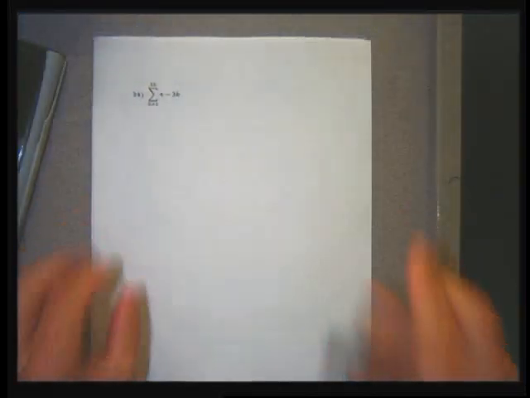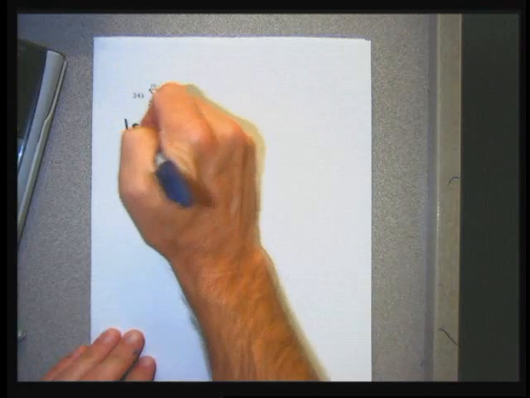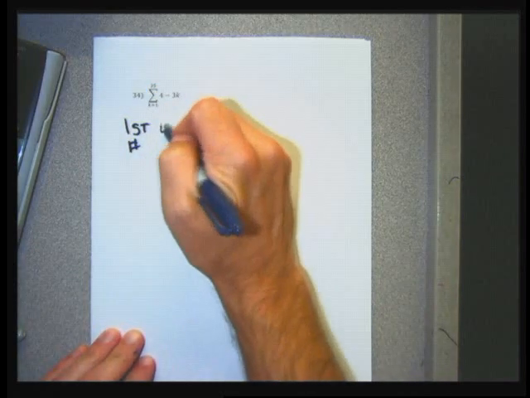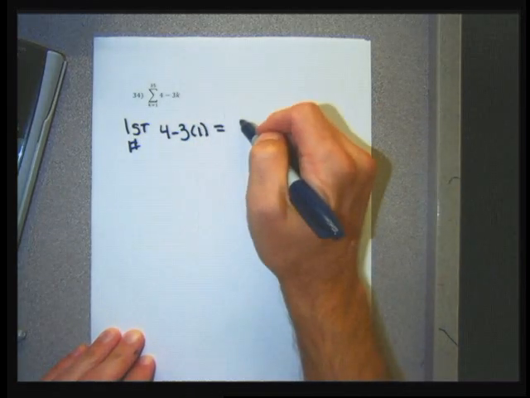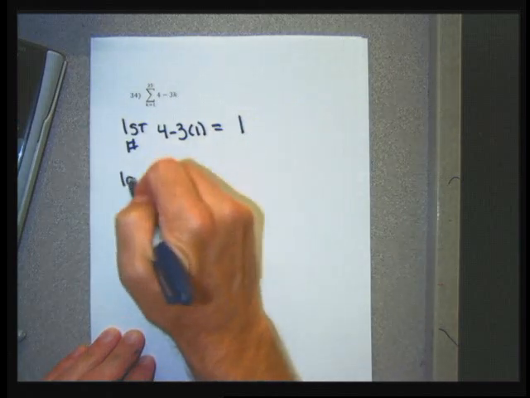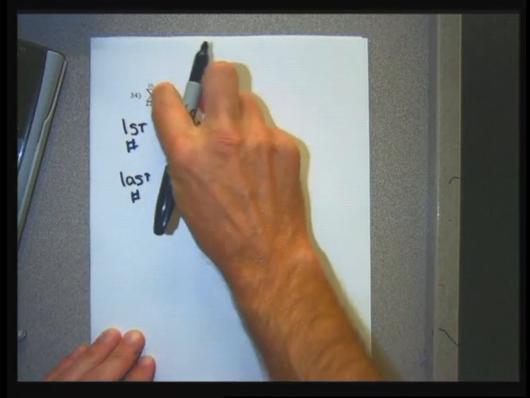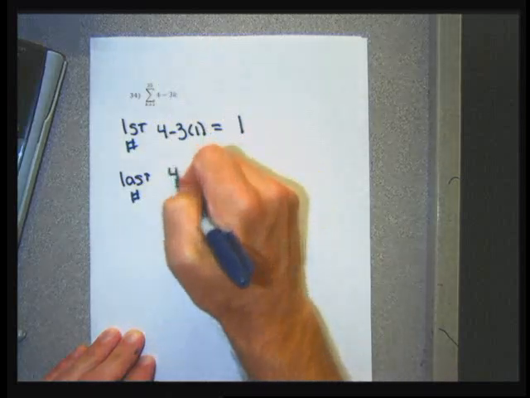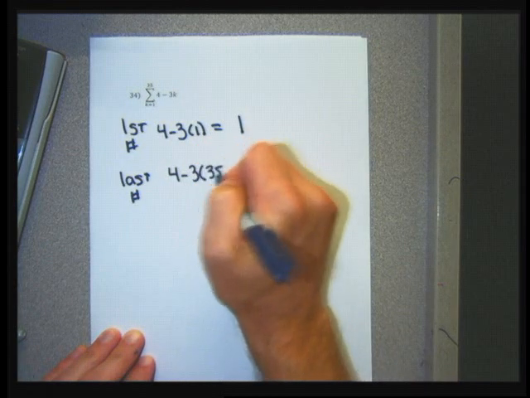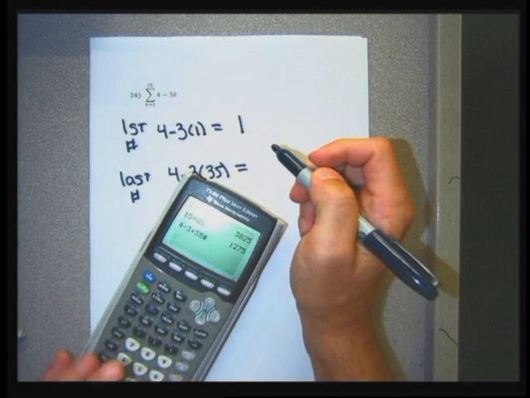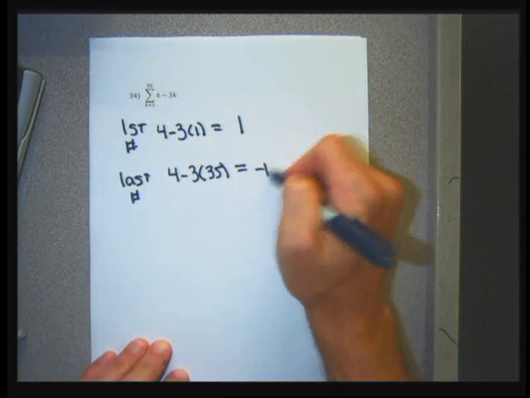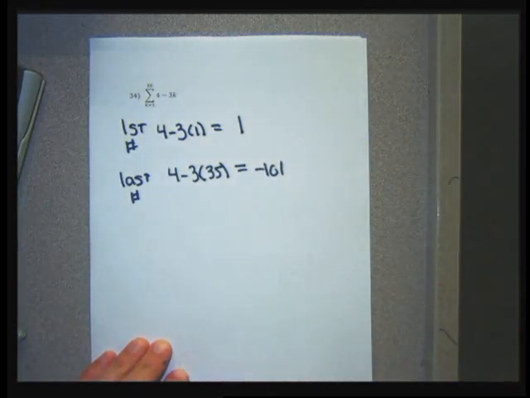So specifically, to add the first 35 terms in this sequence, I want to find the first number. The first number is going to be 4 minus 3 times 1, which is 4 minus 3, which is 1. I want to find the last number. The last number is going to be the 35th number, which is 4 minus 3 times 35, which is equal to negative 101. I'm adding up a bunch of negative numbers. This is probably going to add to a negative number.